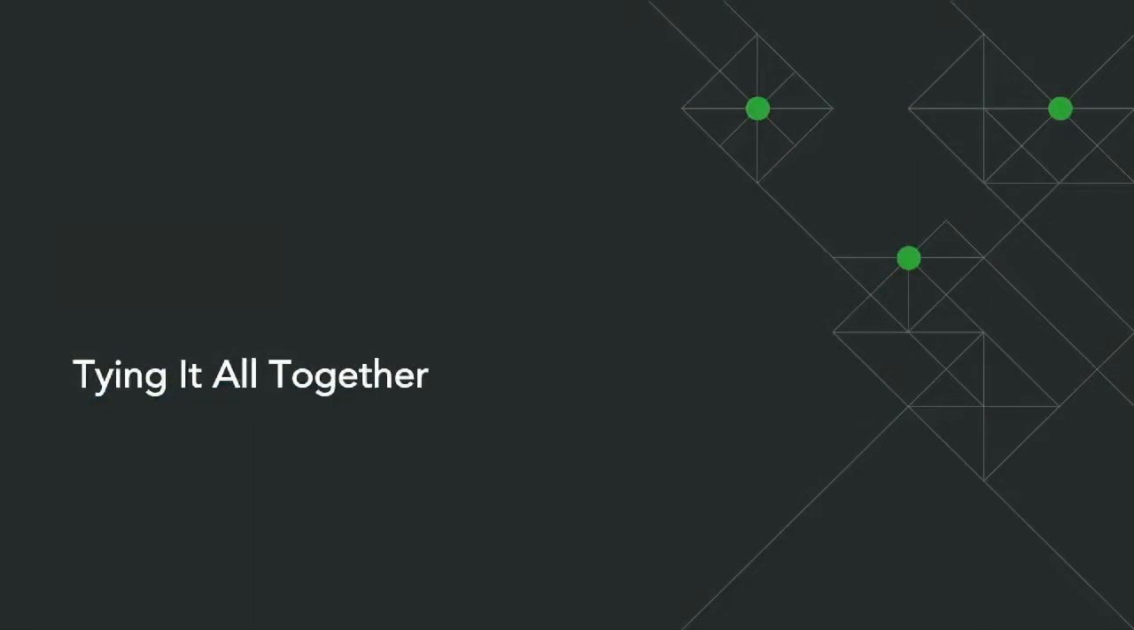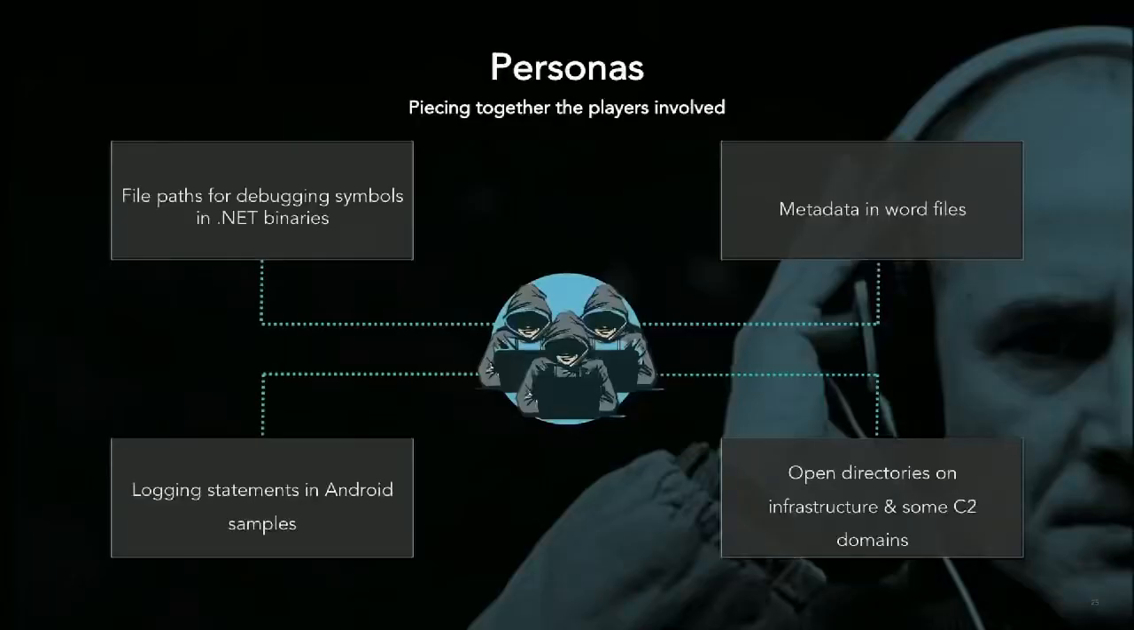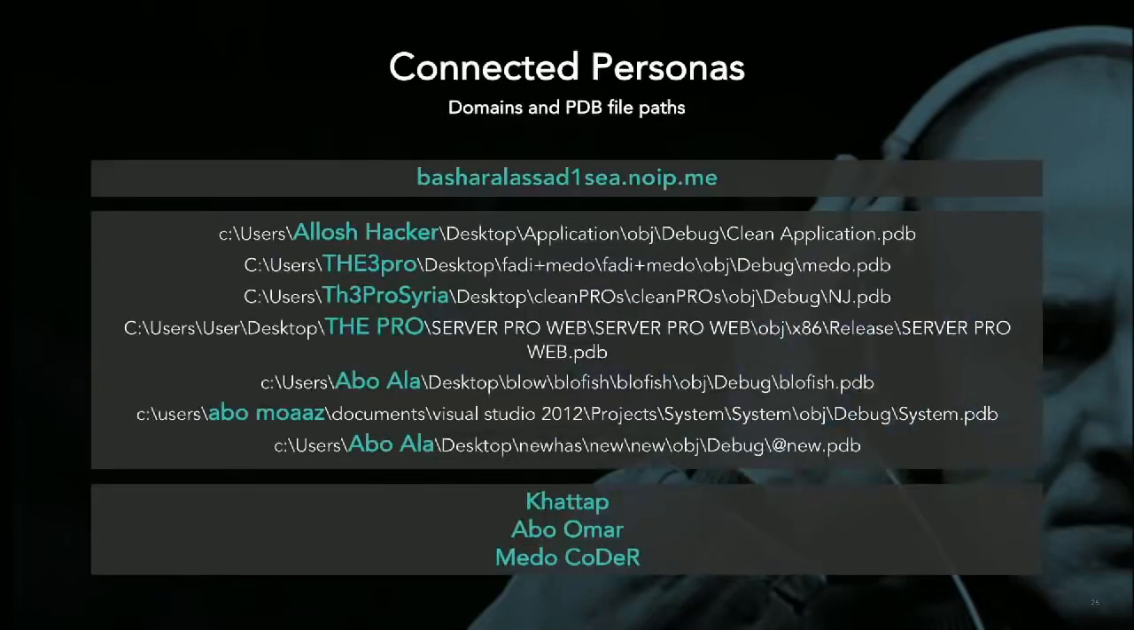And so in terms of tying it all together, the information that we've briefly shown you today and what we've been looking at for a while, and how we were able to attribute it to the Syrian Electronic Army, it was through a lot of things. So debugging symbols from logging statements in Android samples, there was a lot of metadata in Word files, along with open directories, bad OPSEC, and then some interesting C2 domains. Regarding the C2 domains, one that really stood out at first was Bashar al-Assad 1, sea.noip.me. So we think SEA, Syrian Electronic Army.